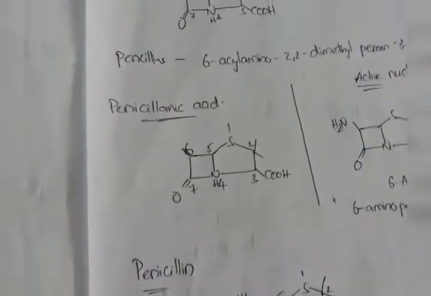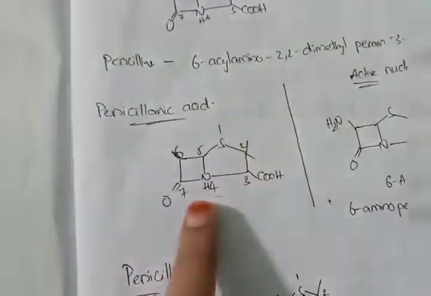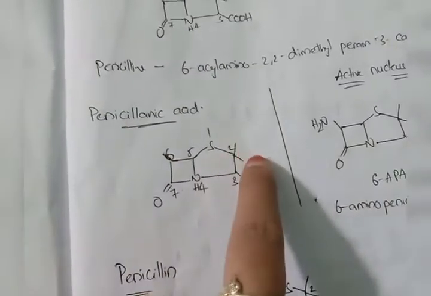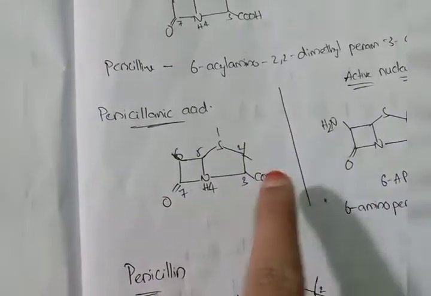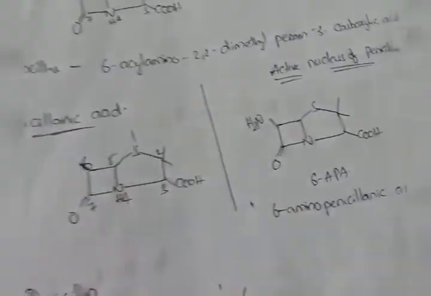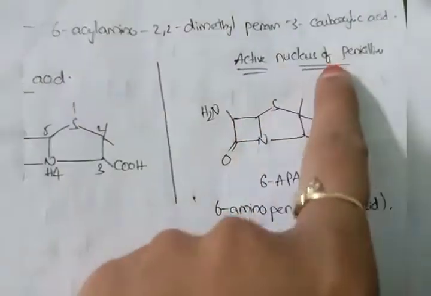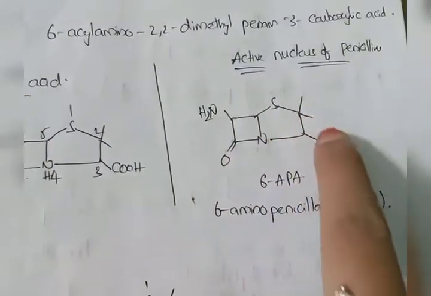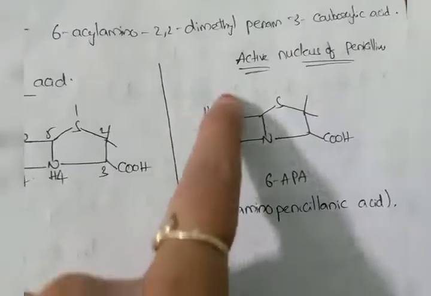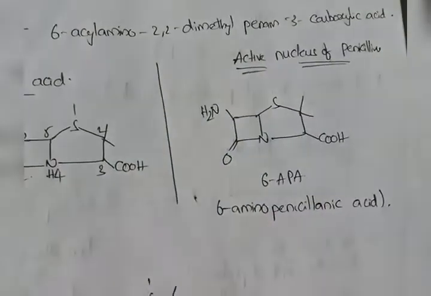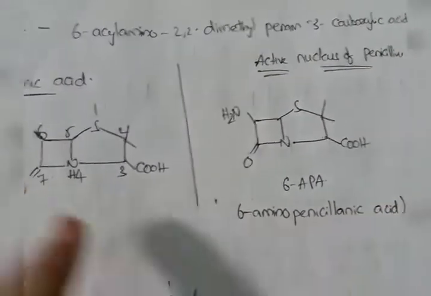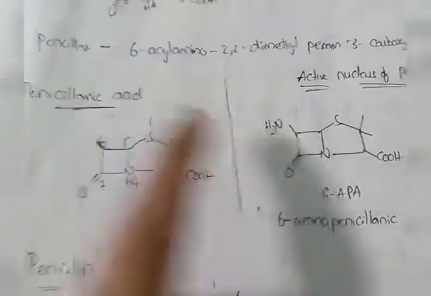Okay, so here this is penicillanic acid. So see here, no substitution at the 6th position, and methyl groups are there and a carboxylic group is there. This is called penicillanic acid. The active nucleus of the penicillin is this nucleus, with the substitution that at the 6th position an amine group is there. That is nothing but the active nucleus of penicillin, 6-aminopenicillanic acid. To this penicillanic acid, at the 6th position an amine group is given.